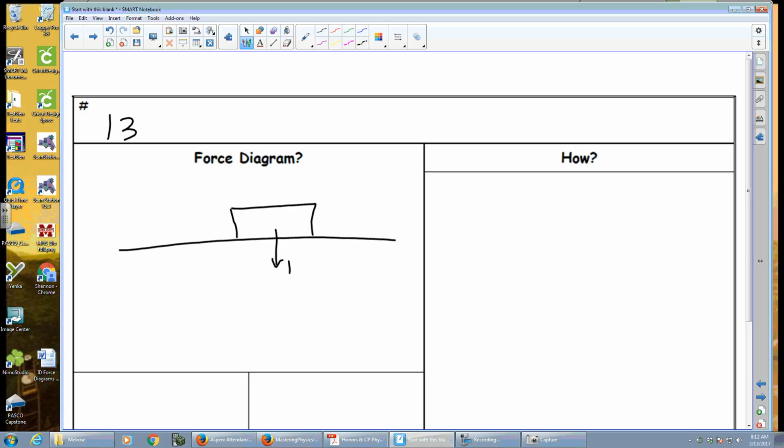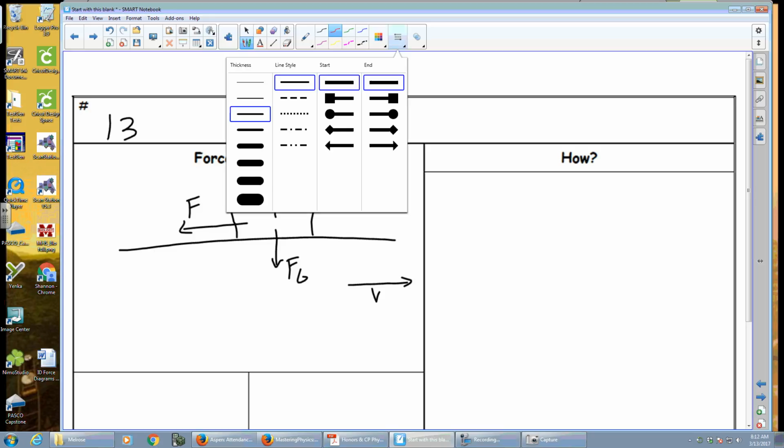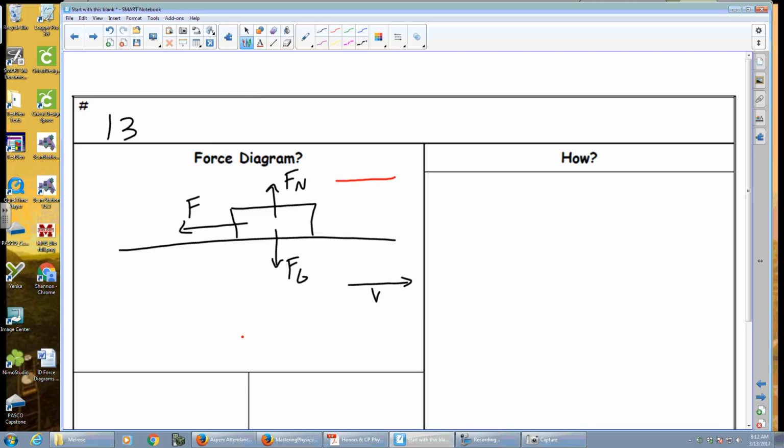I'm going to have its weight down, normal force up. Do those two contribute to the airplane's acceleration? Nope. Just to remind myself, I'm going to have it moving in that direction, but a force against it. Therefore, the acceleration is going to be in the same direction as my net force, and my net force is in the same direction as that single force there.